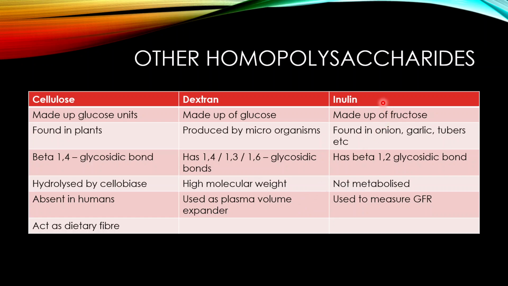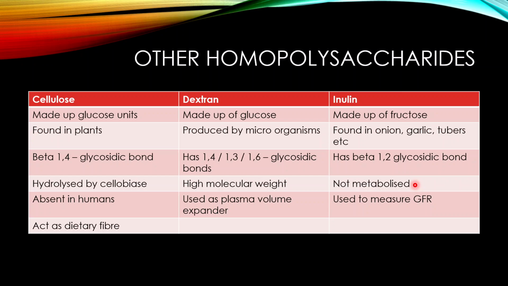Next we have inulin, which is made up of fructose. Inulin is present in onions, garlic, tubers, etc. This again has a beta 1,2 glycosidic bond. Okay, because it's made up of fructose, it has a 1,2 glycosidic bond. Again, it is not metabolized because we do not have the enzymes to metabolize inulin.